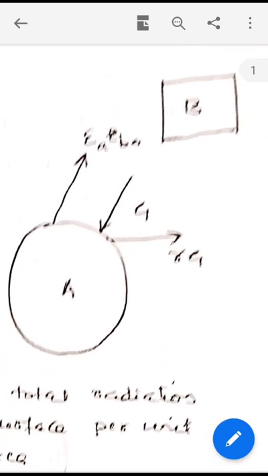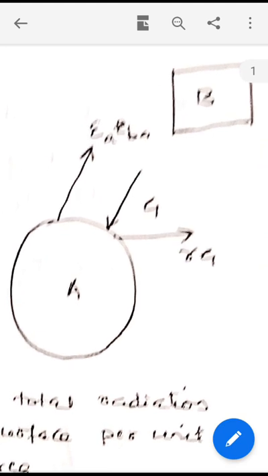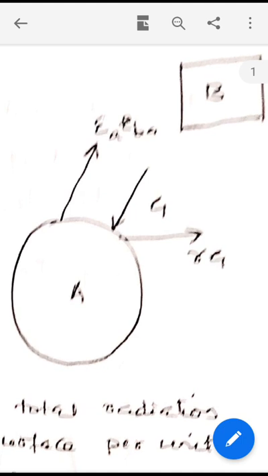The amount of energy incident upon the surface is G. The amount of radiation leaving the surface consists of two parts. The part which is emitted by the surface on account of its emissive power is epsilon times the emissive power, epsilon E_b. And the second part is the amount of energy that is reflected by the surface, that is R into G, where R is reflectivity and G is the irradiation.